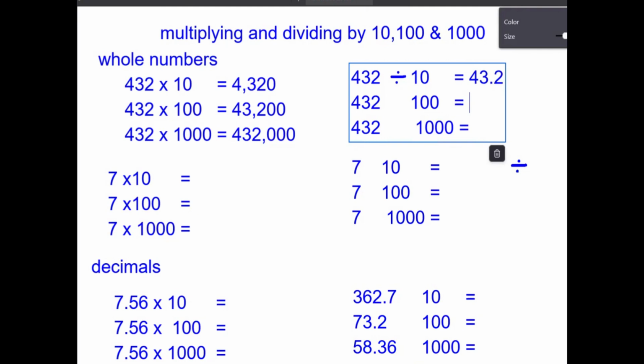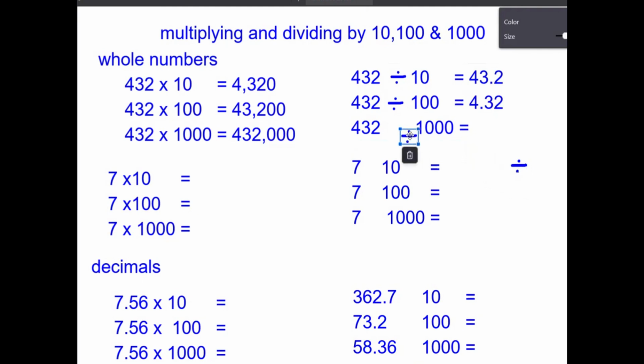When we divide by 100, we write the same number as it is, 432. And remember, you need to put the decimal point after two digits. When I say after two digits, you count from right going to left, 1, 2, and then put your decimal point. When you divide by 1,000, it's the same idea.